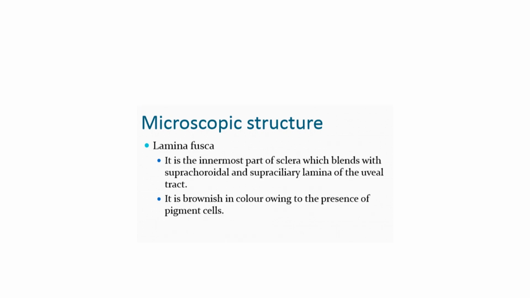Lamina fusca. It is the innermost part of the sclera which blends with the suprachoroidal and supraciliary lamina of the uveal tract. It is brownish in color owing to the presence of pigment cells. Just beneath the sclera there is the choroid, and between the sclera and the choroid there is a potential space which is called the suprachoroidal space. The same space, when continued forward, is called the supraciliary lamina.